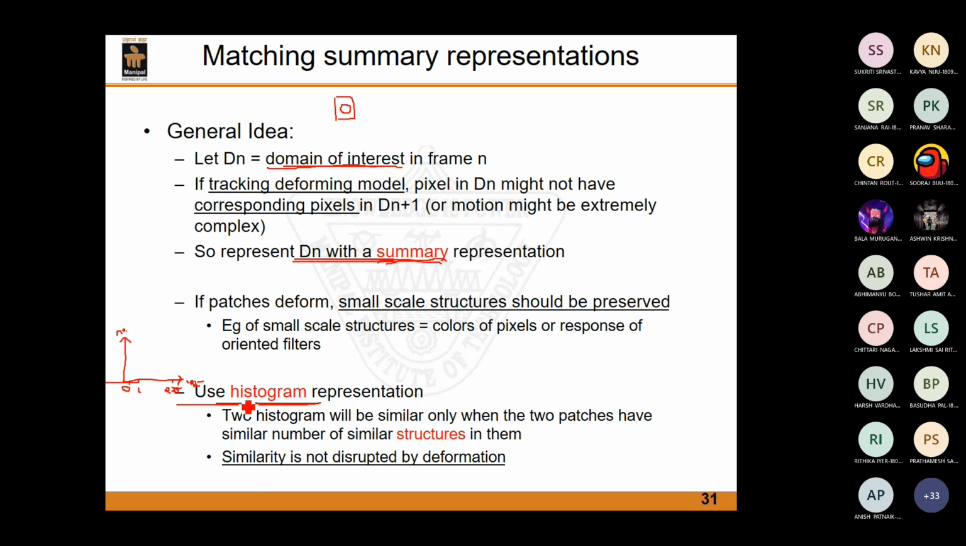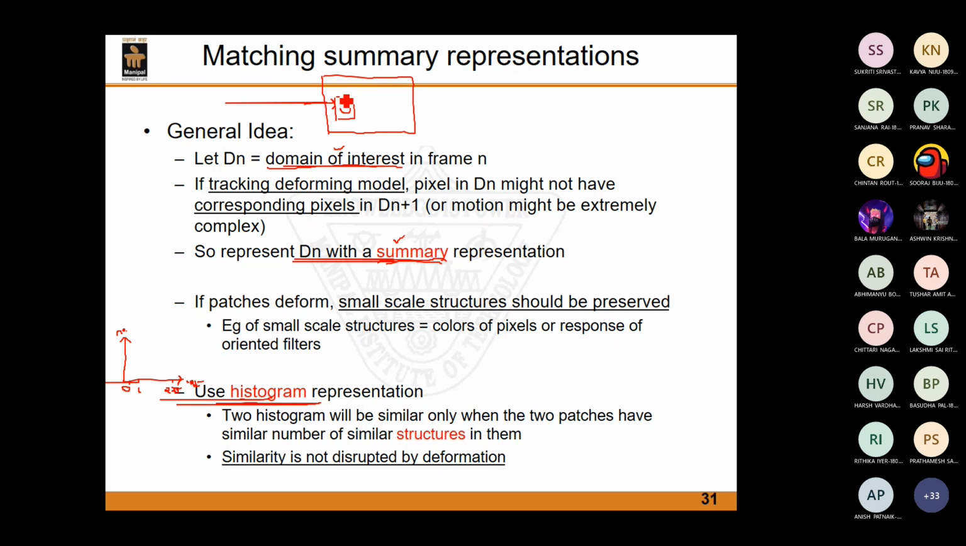Now, in this case, we are using a histogram for the summary representation of the domain of interest. That means this is the domain of interest that we have along with the object, but it is part of a bigger image frame. So let's say this is the image frame of the particular video sequence. Now, we are not calculating the histogram of the whole thing. We are just calculating the histogram for this particular domain of interest, right?